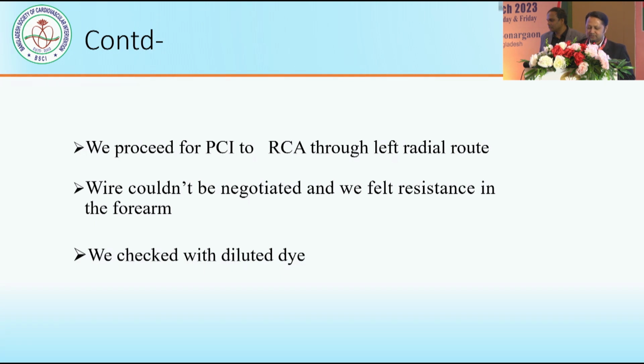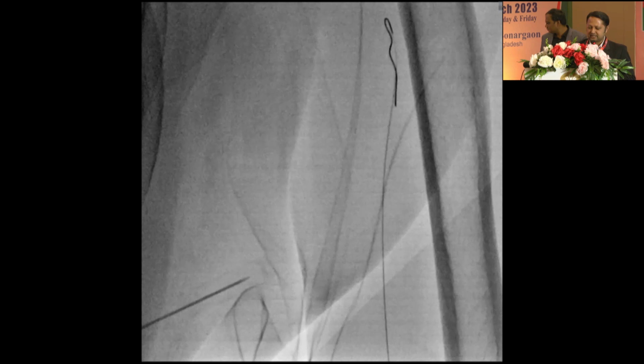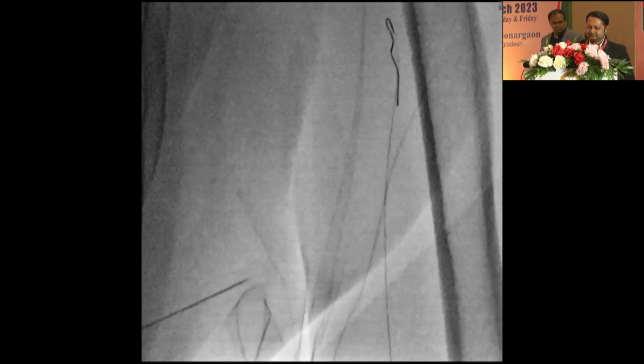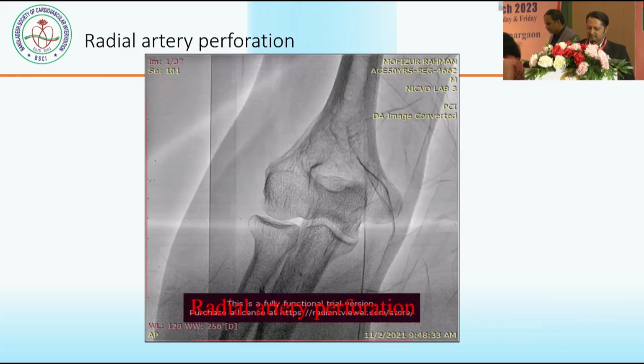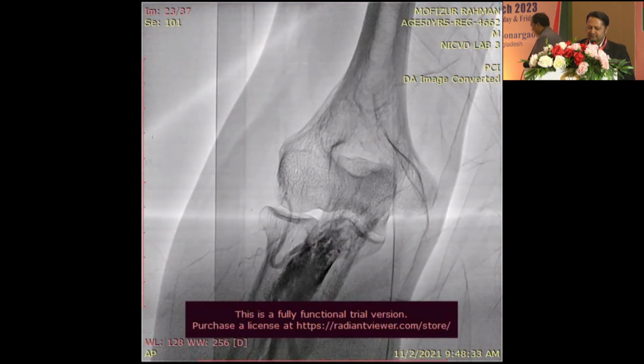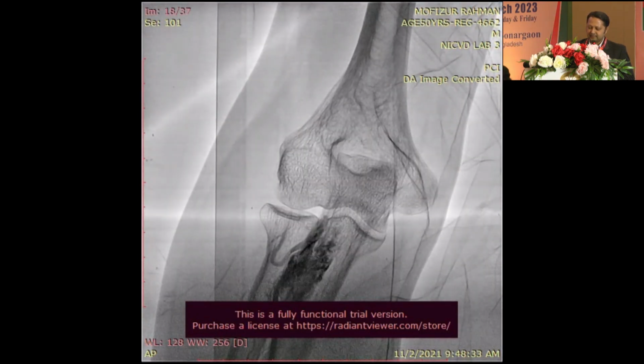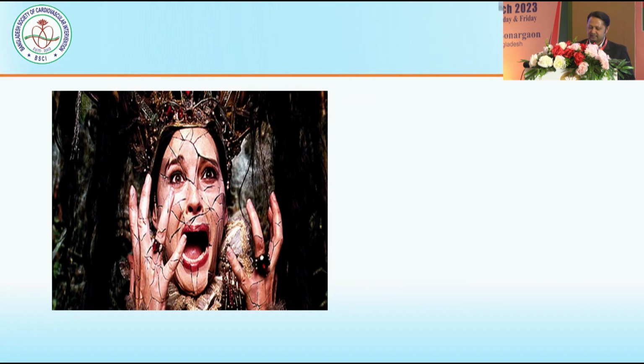We proceeded to PCI to RCA through the left radial route, but could not negotiate, and we felt resistance in the forearm. Then we checked with diluted dye. We could not negotiate the wire. Then we gave diluted dye through the radial route, and there was a radial perforation.